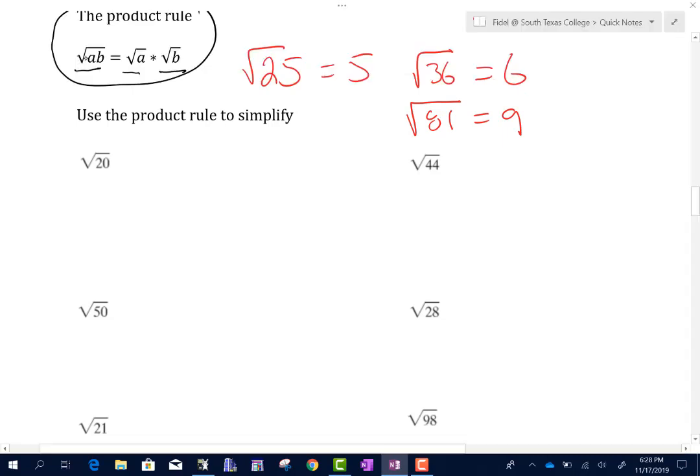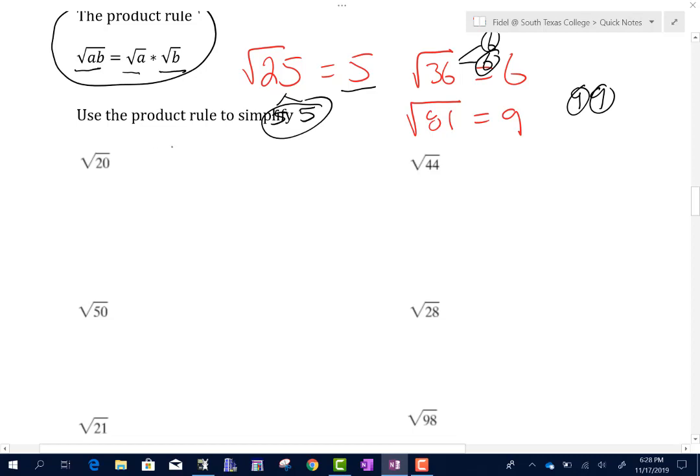All right, but 20 is not a perfect square. But the square root is grouping in terms of pairs. The reason the square root of 25 is 5 is because a pair of 5s gives me the number 25, right? Or a pair of 6s gives me the number 36, and a pair of 9s gives me the number 81.